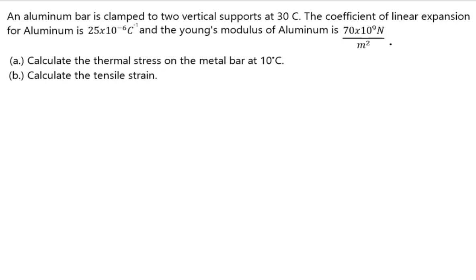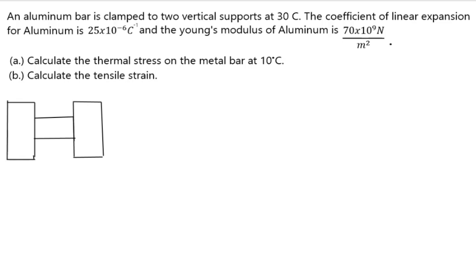An aluminum bar is clamped to two vertical supports at 30 degrees Celsius. The coefficient of linear expansion for aluminum is 25 times 10 raised to the negative 6 per degree Celsius. And the Young's modulus of aluminum is 70 times 10 raised to the 9 newtons per square meter. So we have parts. We have part A, which is to calculate the thermal stress on the metal bar at 10 degrees Celsius, and B, calculate the tensile strain.